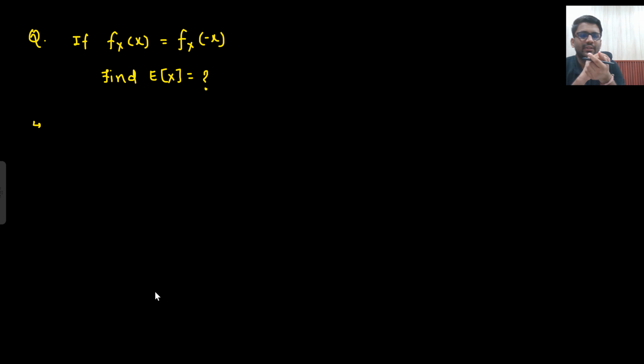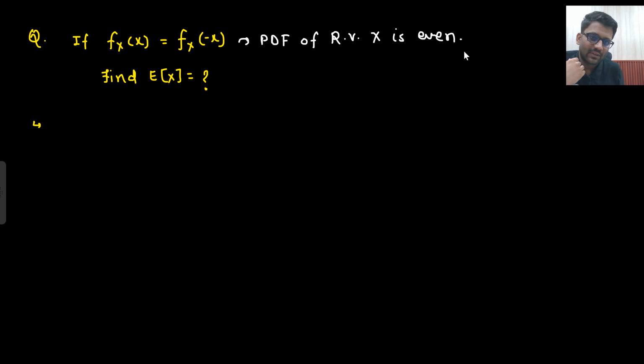So this is a very simple question. If fx of x is equals to fx of minus x, then you find the expectation of x. What does that mean? That fx of x is equals to fx of minus x. That means PDF of random variable x is even. Say yes or no. Fx of x is equals to fx of minus x. That means PDF of random variable capital X is even. This is the meaning, right?